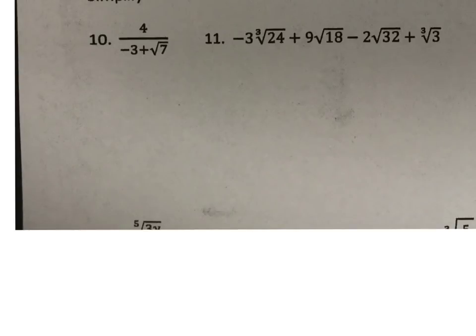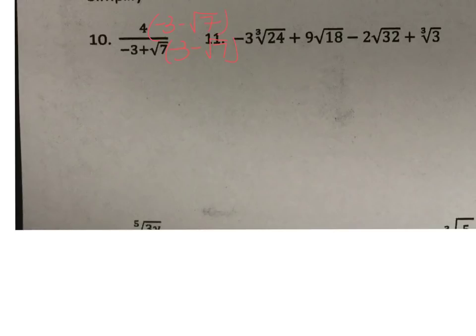Okay, we're moving on to numbers 10 and 11. Number 10 is dividing a radical binomial. 4 divided by -3 plus the square root of 7. I'm going to do this, we multiply by the conjugate of the denominator, which would be -3 minus square root 7. So multiply by -3 minus square root 7.